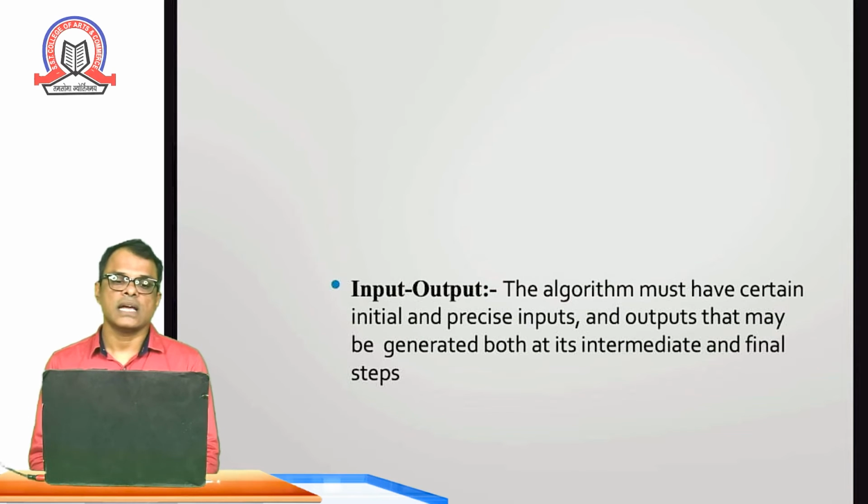One more thing is input and output. The algorithm must have certain initial and precise input and output, which may be generated both at its intermediate and final steps. So you may take the input in the intermediate or the final steps.